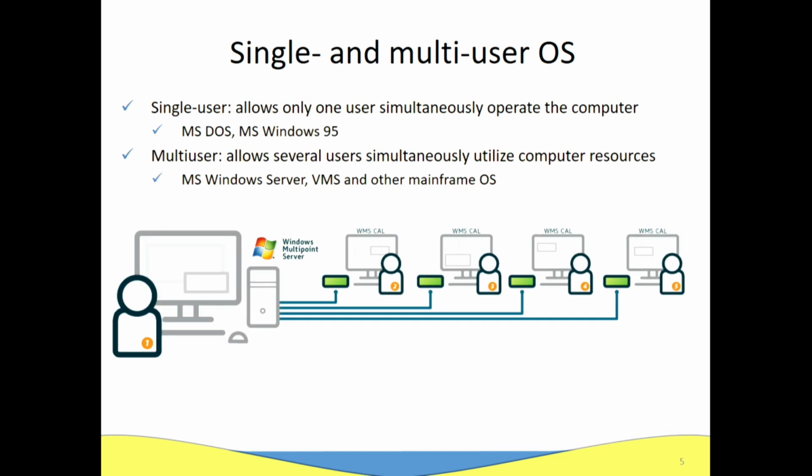In terms of single or multi-user systems, a single user operating system allows only one user to simultaneously operate the computer. Windows 95 is an example of a single user operating system. On the other hand, a multi-user operating system allows several users to simultaneously utilize computer resources.